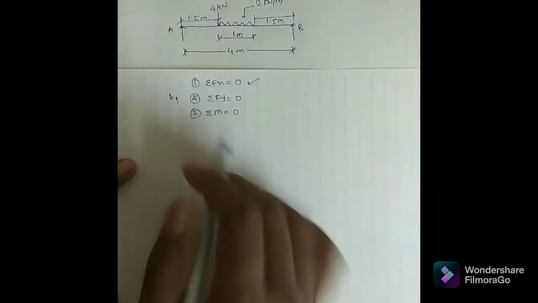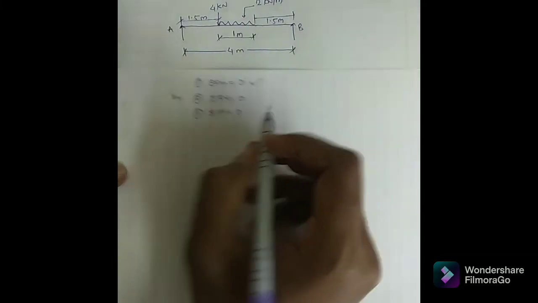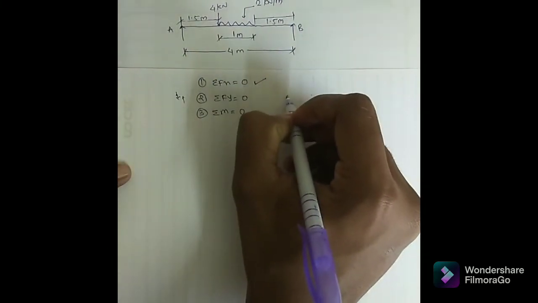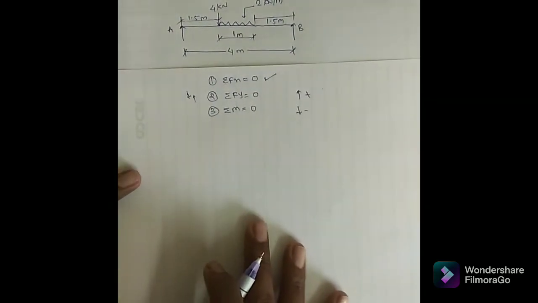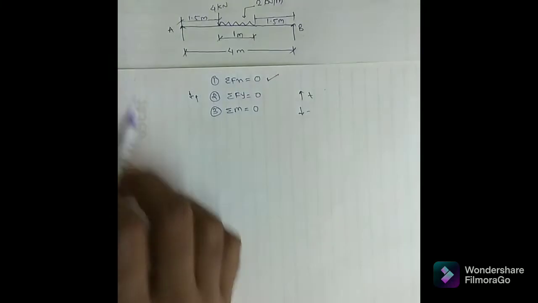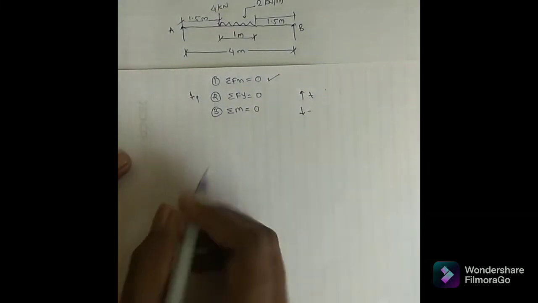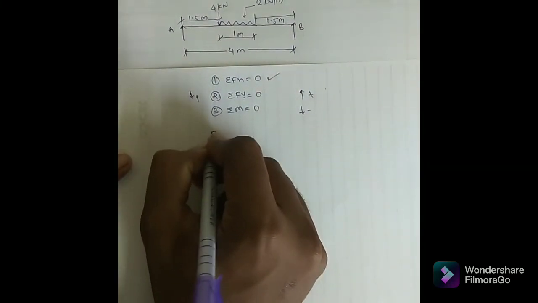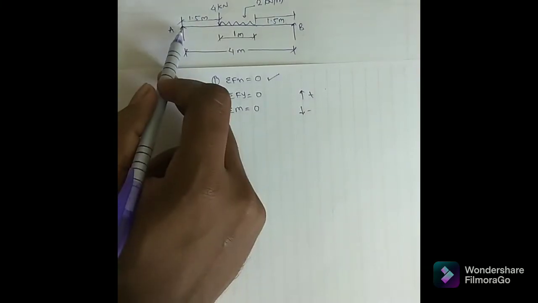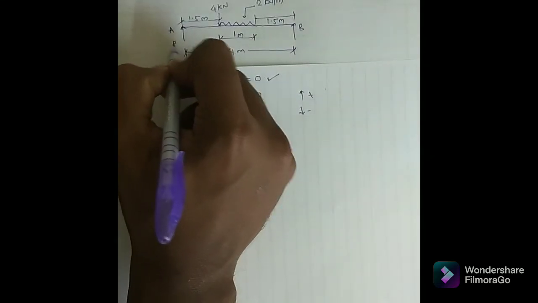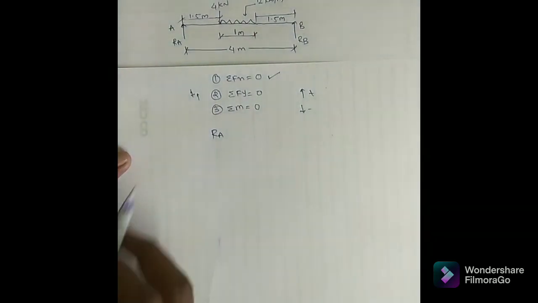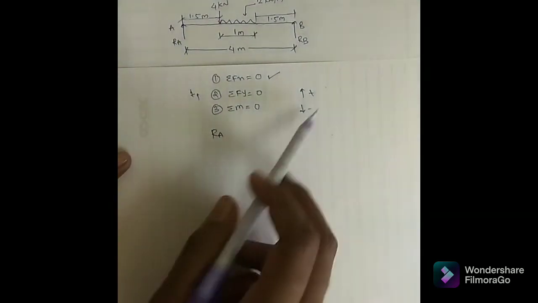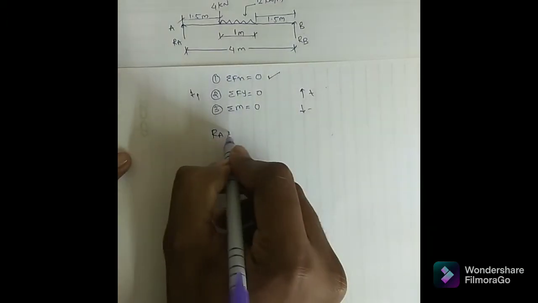If the load is in upward direction, we will consider it as positive, and if the load is in downward direction, we will consider it as negative. So let's start from A and we will go up to B. So I will write here reactions RA and RB. RA is upward direction, hence positive.